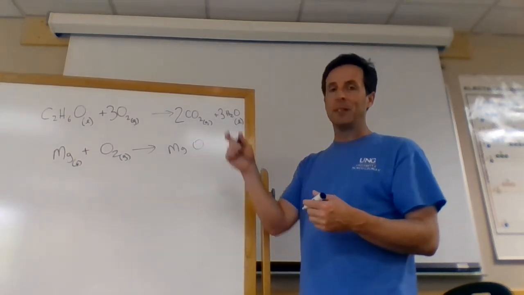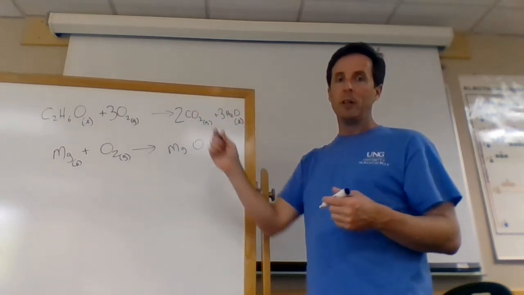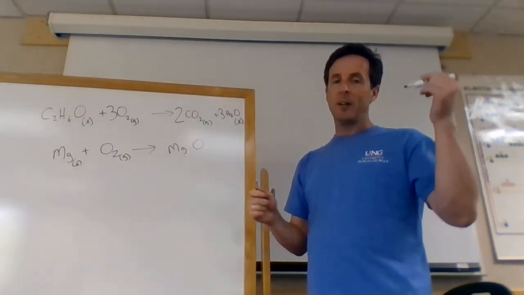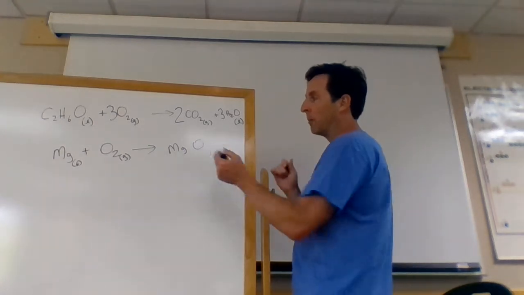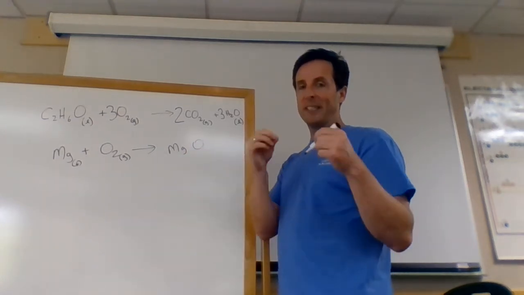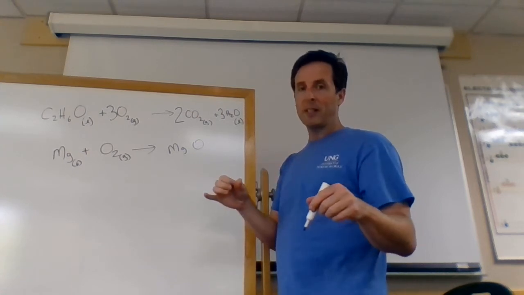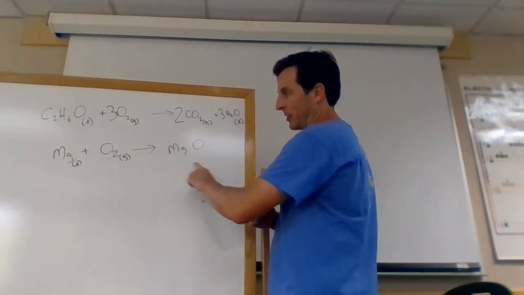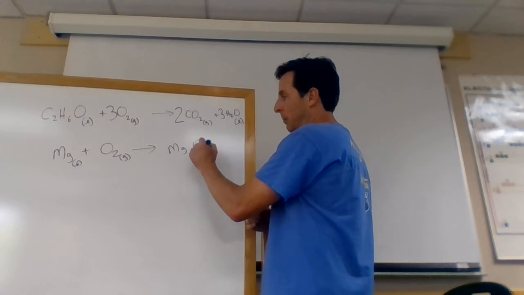So magnesium is in group 2. I know it's +2. Oxygen is in group 6. I know it's -2. So +2, -2, that is the right ratio. Ionic compounds are going to be solid if there's no water present. And in this reaction, there's no sign of water, so I'm going to put solid there.